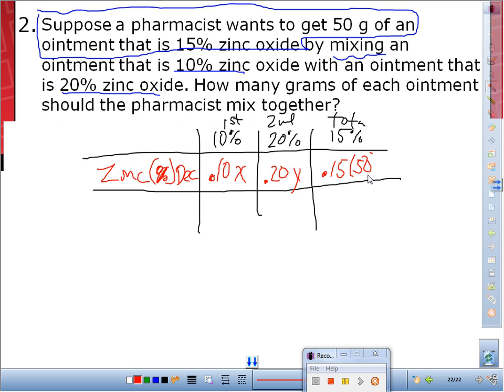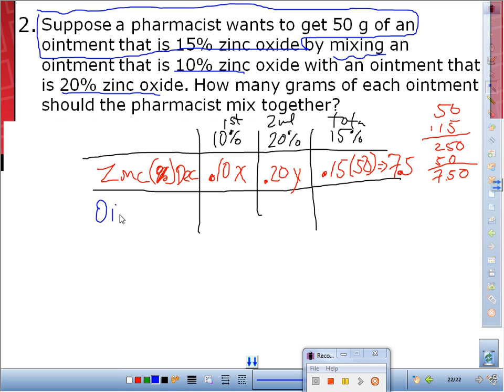This is the only time we multiply. So this is 50 multiplied times 0.15. That's 2 decimal places. So this is 7.5.